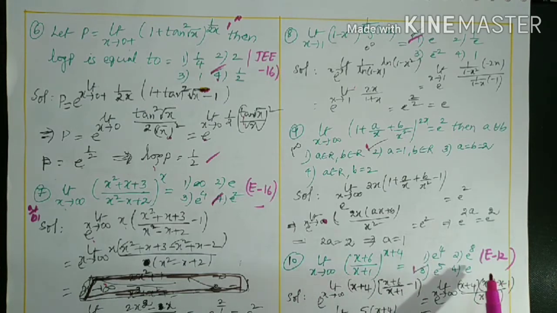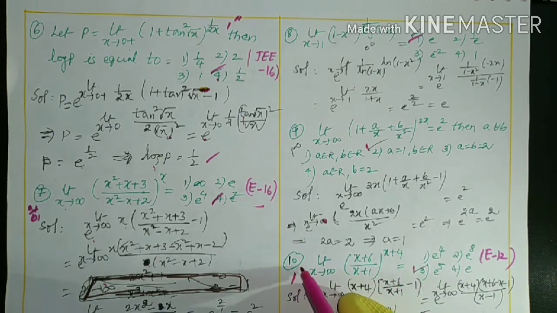This is given as MSET 2012. The question is: limit of ((x + 6)/(x + 1)) raised to the power x + 4, as x tends to infinity. We have to evaluate this limit. As usual, we can check it. As x tends to infinity, numerator and denominator have equal degrees, the quotient is 1 by 1, which is 1. Power infinity plus 4 is infinity only, means it is the 1 power infinity case.